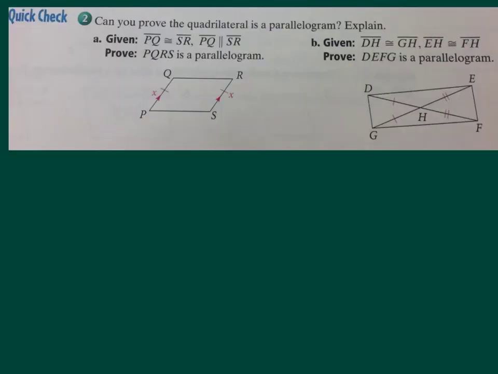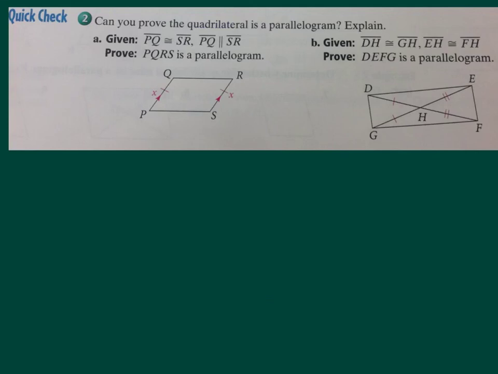In quick check number 2, again they're asking us, can we prove these quadrilaterals to be parallelograms? Please pause the video while you try to figure out the answers to both part A and part B. Alright, in part A, we can see that one pair of sides are both parallel and congruent, and so of course A has to be a parallelogram, because we have a theorem that says if one pair of sides of a quadrilateral are both parallel and congruent, the figure must be a parallelogram.